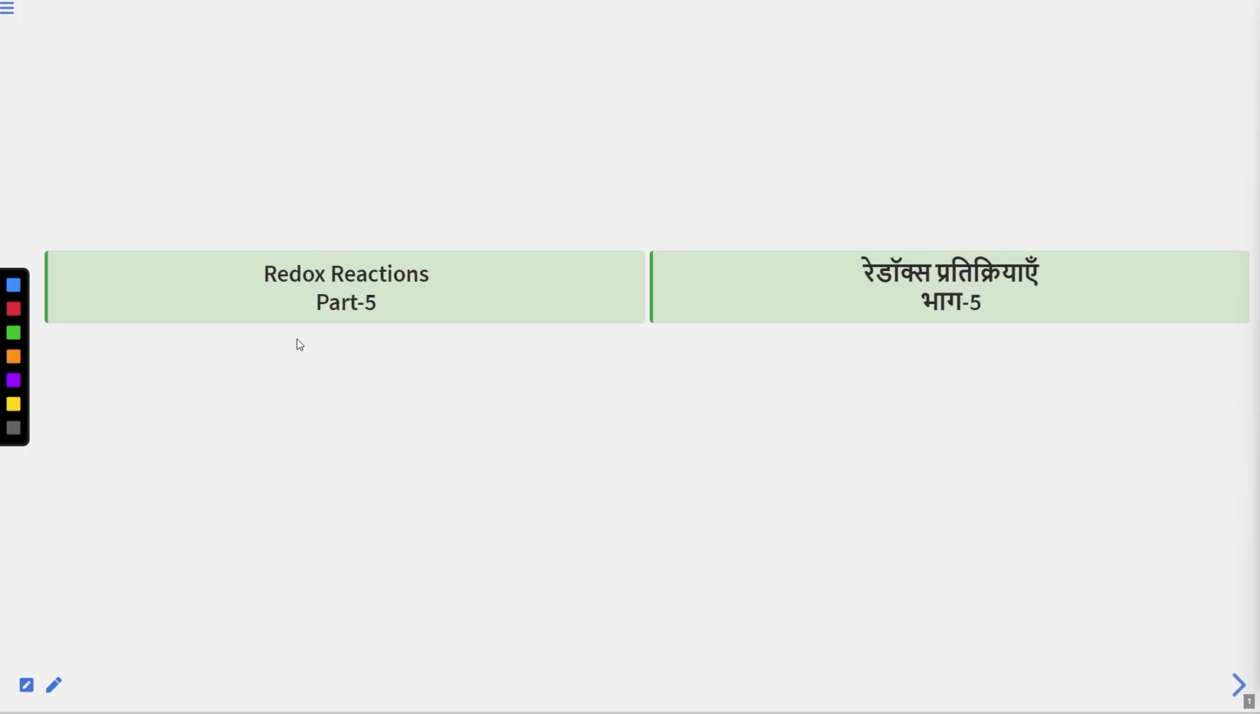Hello everyone. Today we are going to see some practice questions from the topic redox reaction, and this is part 5. Let's start.